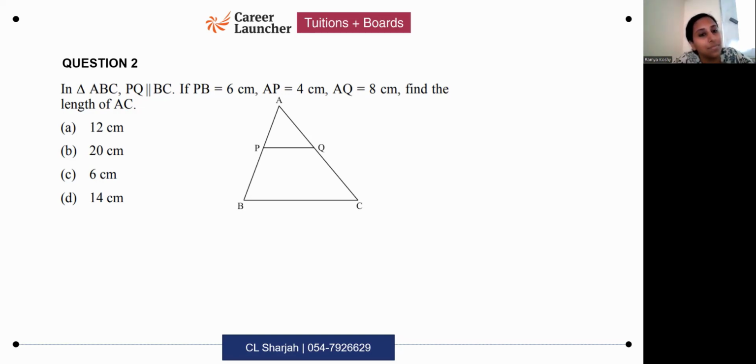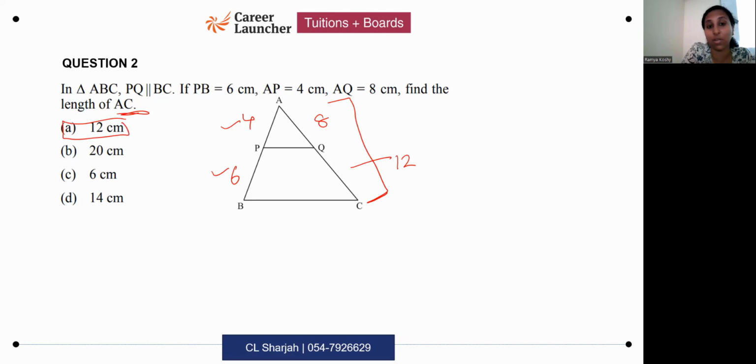The answer is 12. Okay. So PB is 6, AP is 4, AQ is 8. Find the length of AC. All right. So here you are having 4, 6. One careless mistake which you might make is answering the final answer as 12, because 12 is also there in the option. Read the question. Question is asking you for the measurement of AC, not QC.